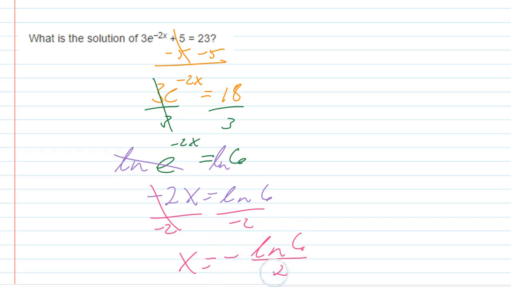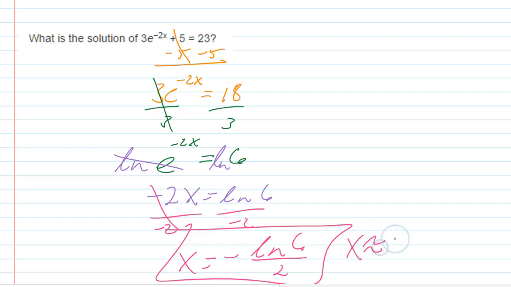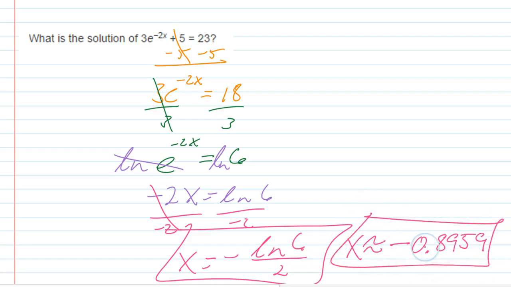Remember, I brought that negative sign up because we never leave a negative in the denominator. This would be your exact value. If they want the approximate value, I get an answer of x is approximately equal to negative 89.59.